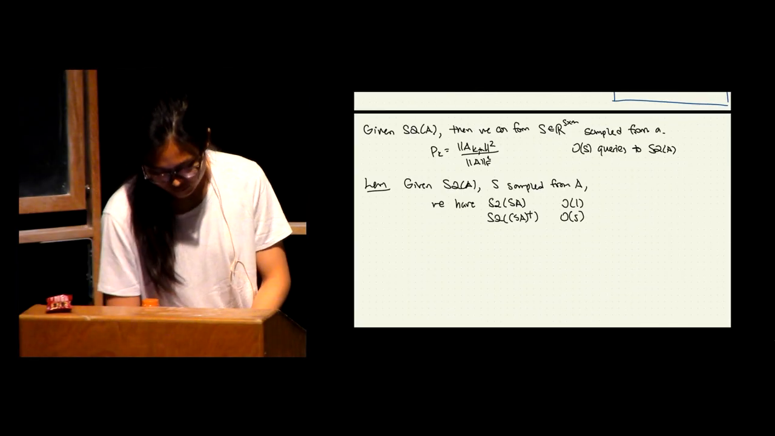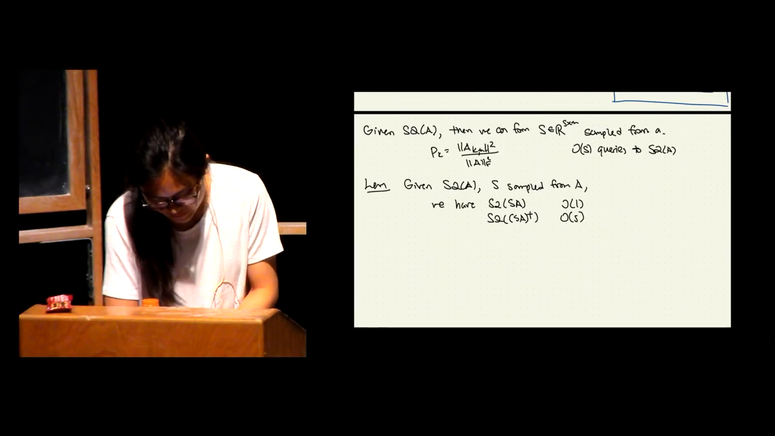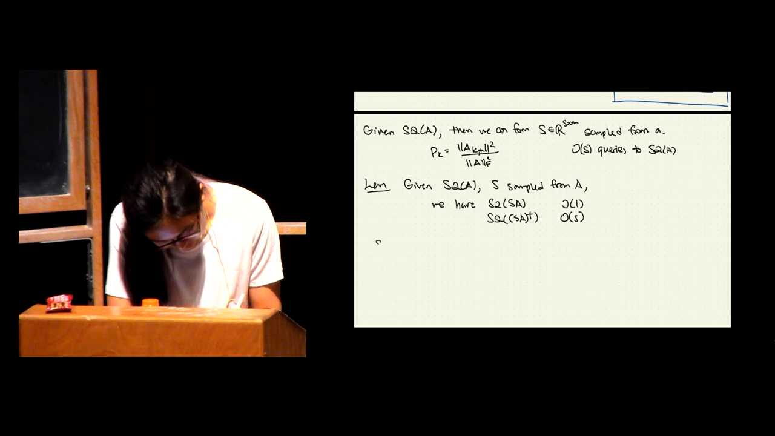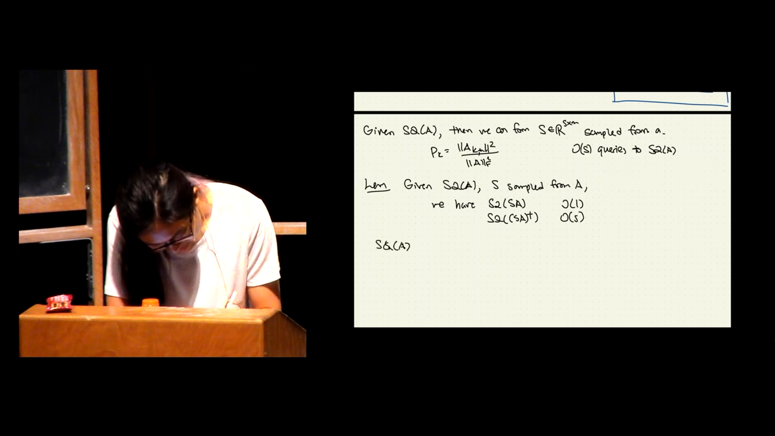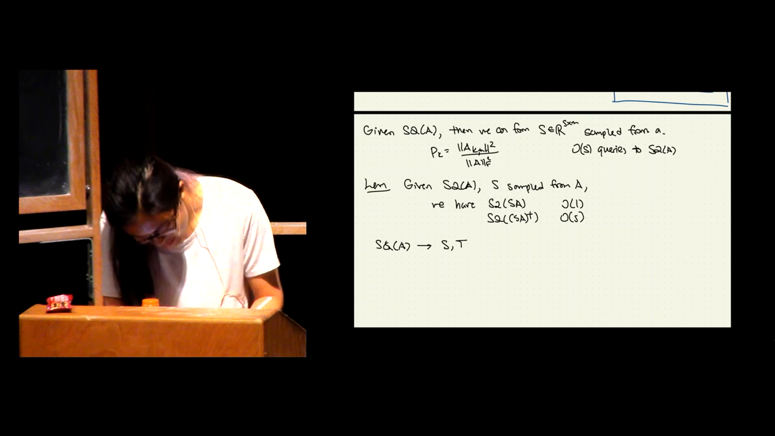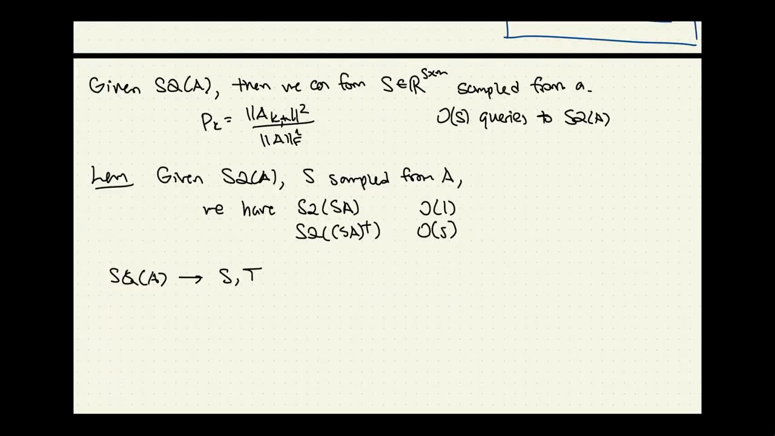And so if we can have this, then we can go from sampling query access to A, and then we can construct S and T. So we can sample S from A and then T from SA dagger. And then we can get some sketch SAT with probability, in time ST, or in ST queries, I guess.